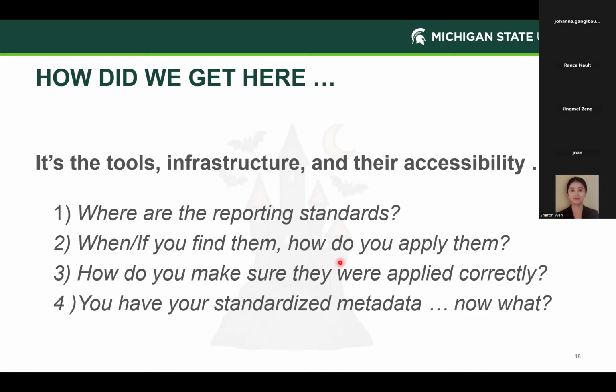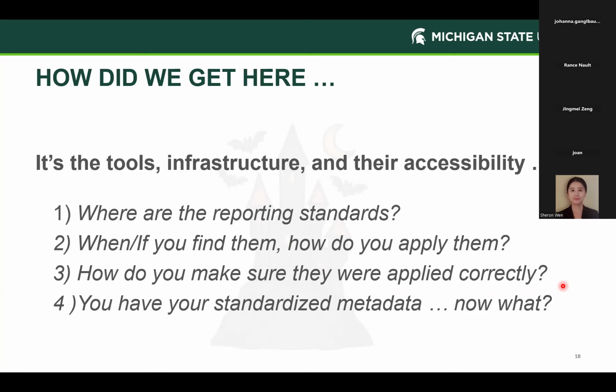If someone gave you a list of reporting standards, how would you implement it in your lab, in your research? Would it just be an Excel spreadsheet, or would it be another way? How do you make sure that they're applied correctly? Because you can interpret those standards one way or another, right? How do you make sure that it's actually fulfilling those standards? And now you have those standards, you have everything. What do you do with it at that point? What happens next? Those were all things that we found didn't really have great resources.